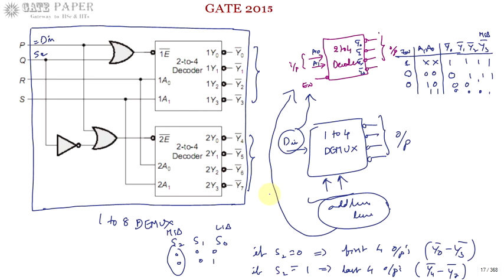Next, when S2 is equal to 0, the first decoder, that is the upper decoder, is selected and enabled, and which output is selected is decided by the S1 and S0 values. S1 is connected to A1 and S0 is connected to A0. Here also S0 is connected to A0 and S1 is connected to A1. So S1 is connected to S and R is S0. If you connect in this way, then this diagram acts as a 1-to-8 demultiplexer. So P to D in, Q to S2, R to S0 and S to S1.